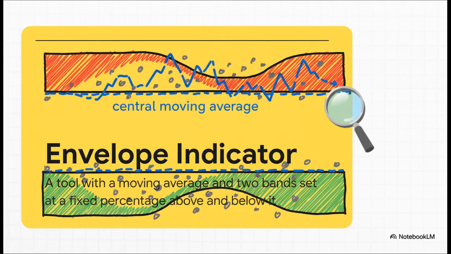Okay, so at its heart, the envelope indicator is actually pretty simple. It starts with a central moving average. You can kind of think of this as the fair value line, and then it just draws two parallel bands around it. The key here is that these bands are set at a fixed percentage away from that middle line, creating the zone that usually contains the price.